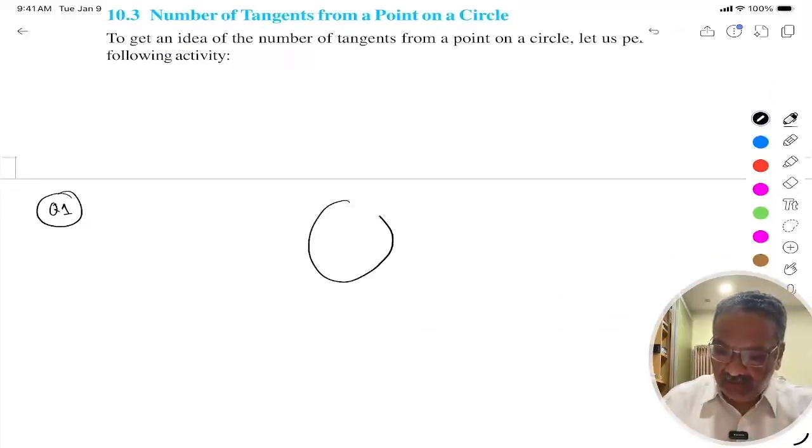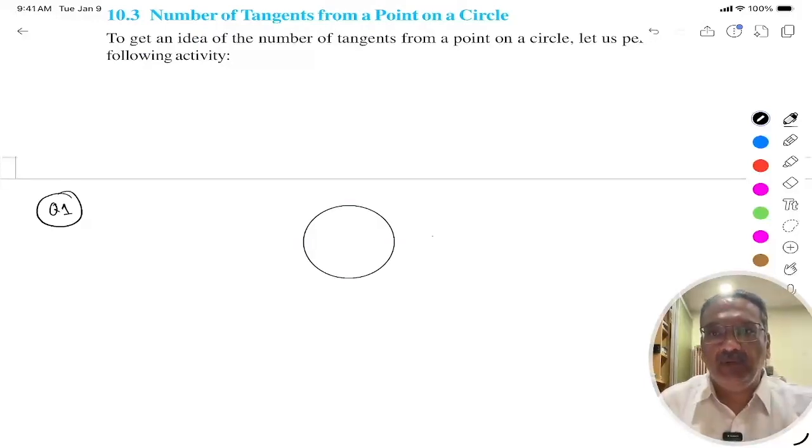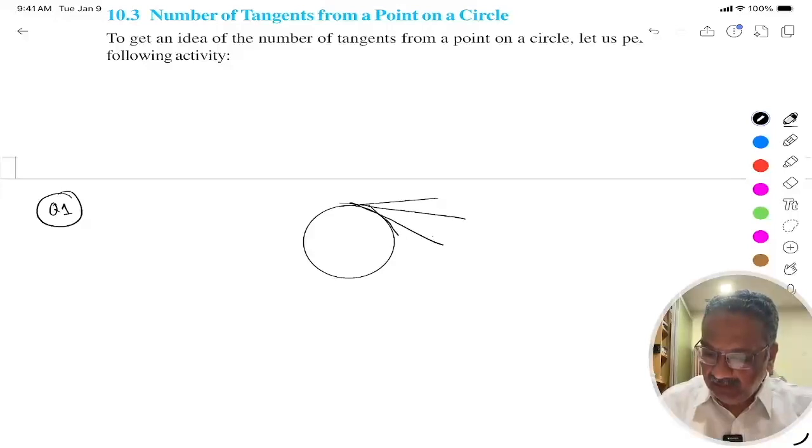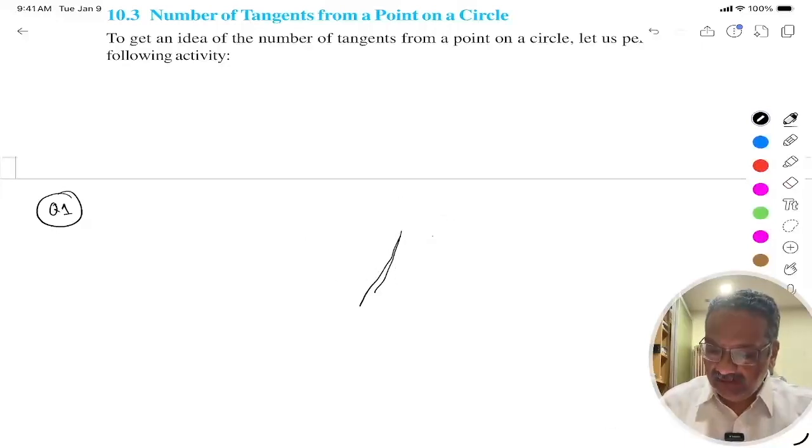So we have a circle. This circle has how many points? It has infinite points. So at every point we can draw a tangent. Correct? Every point there can be a tangent. So what's the answer for this? A circle can have infinite tangents.